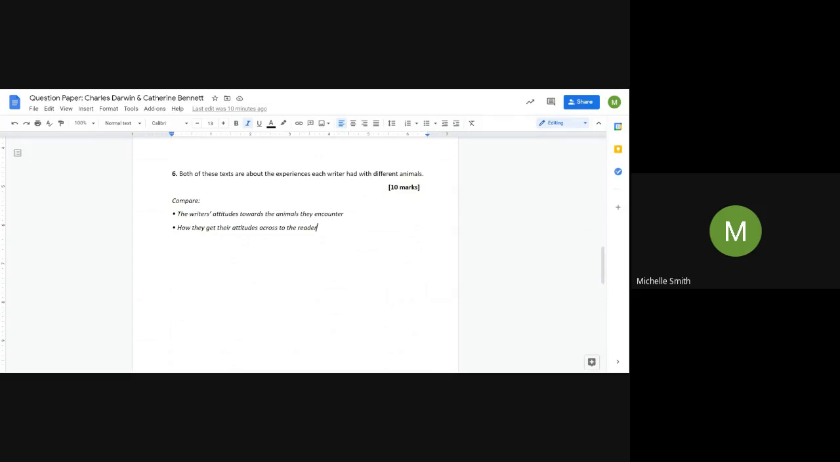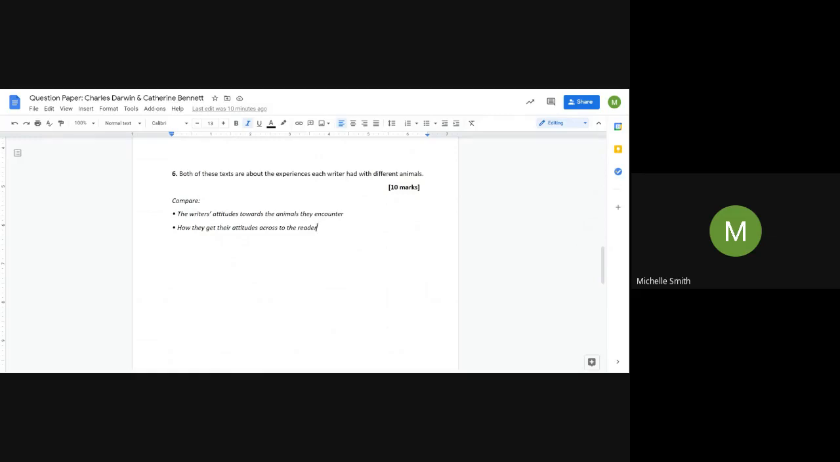You can see that it's worth 10 marks, question 6. So again, we need to be thinking about that idea of making 6 to 8 different points supported by 6 to 8 different quotes. But we do only have 15 minutes really to do it in. So as I've advised you before, just do as much as you can in 15 minutes, but please make sure that you plan that you will have 15 minutes remaining. It tells us that both of these texts are about the experiences each writer had with different animals.